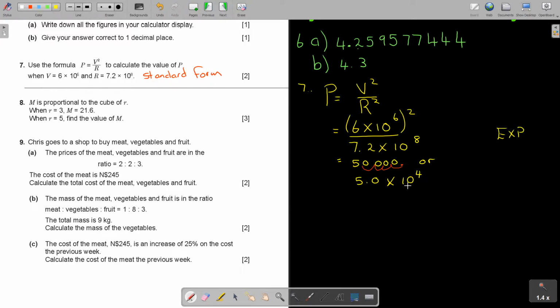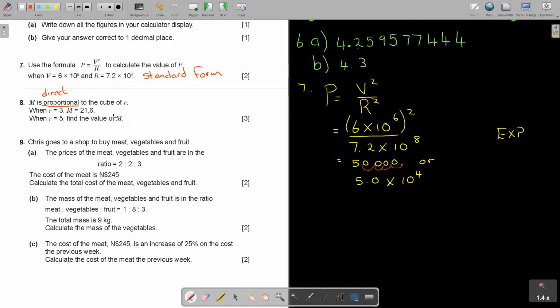Okay, let's go to number 8. I first read the question, then I identify the question. So if I read it, M is proportional. Now, this is very important. They don't say indirect, they don't say direct. Remember what I said in a previous video: if they don't mention indirect, they just mention proportional, then it's always direct proportion. To the cube of R.